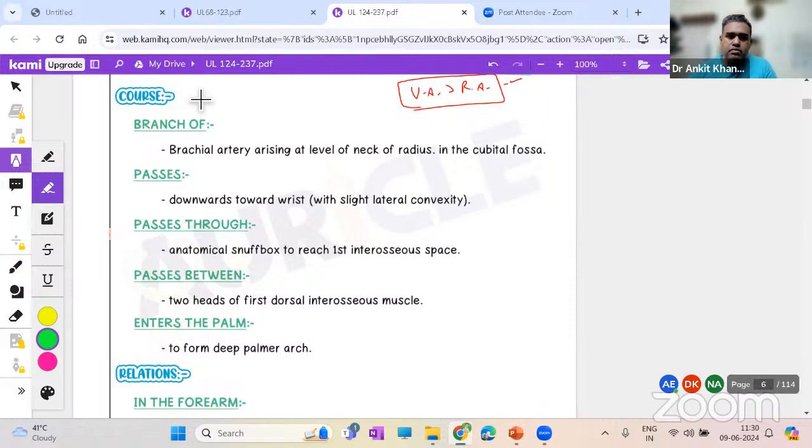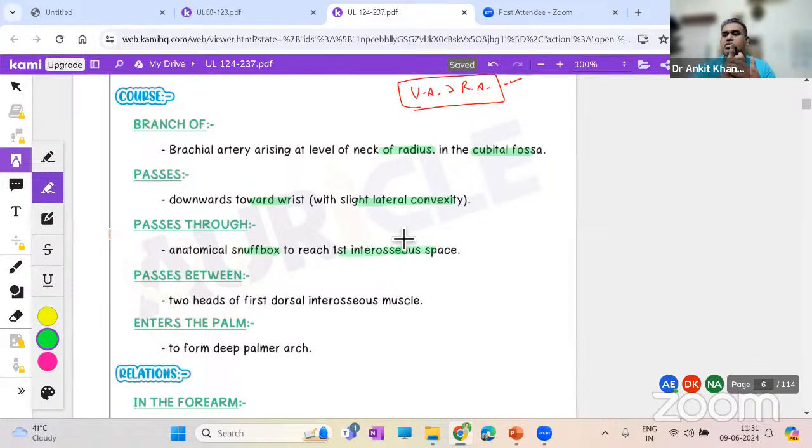Now, radial artery, it is a branch of brachial artery at the level of the neck of radius in the cubital fossa. So the course starts from the cubital fossa. It passes towards the wrist with a slight lateral convexity. Do remember, it will then pass through the anatomical snuff box to reach the first interosseous space.